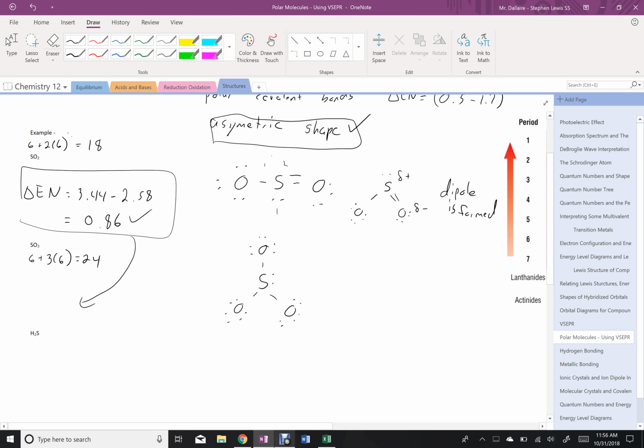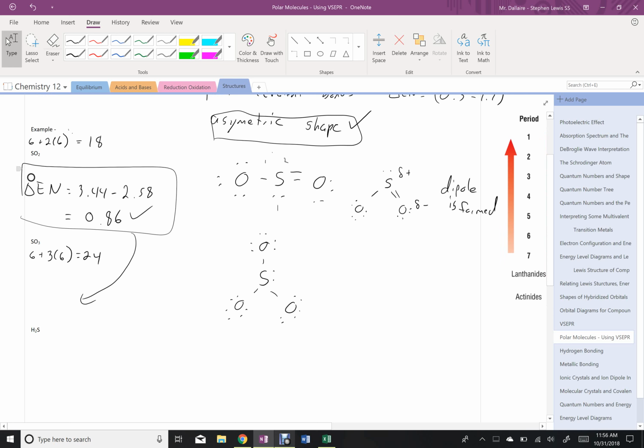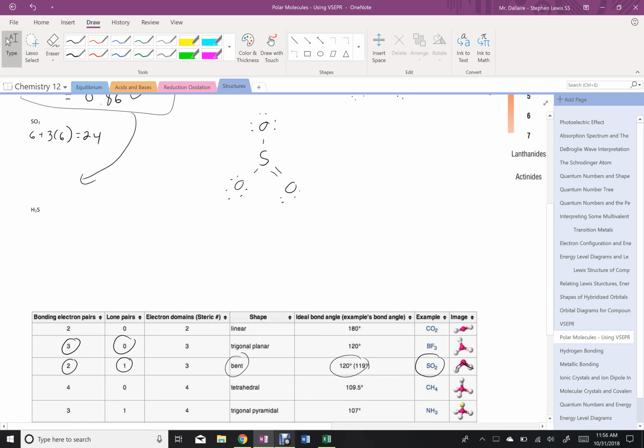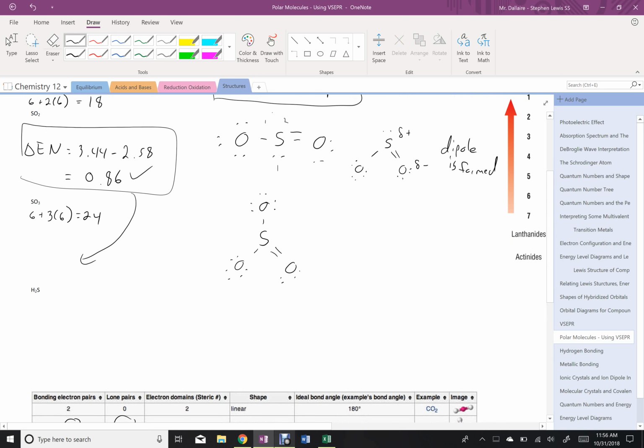Okay, now 24 electrons. How many electrons do I have? 2, 4, 6, 8, 10, 12, 14, 16, 18, 20, 22, 24, 26. Too many? I'll make a double bond. There we go. There's my sulfur trioxide. Now let's look at this on our VSEPR chart. We see we have 3 bonded electron spots and 0 lone pairs. So we're dealing with a trigonal planar shape, or something that looks like BF3. It's drawn in a triangle where these are 120 degrees each.